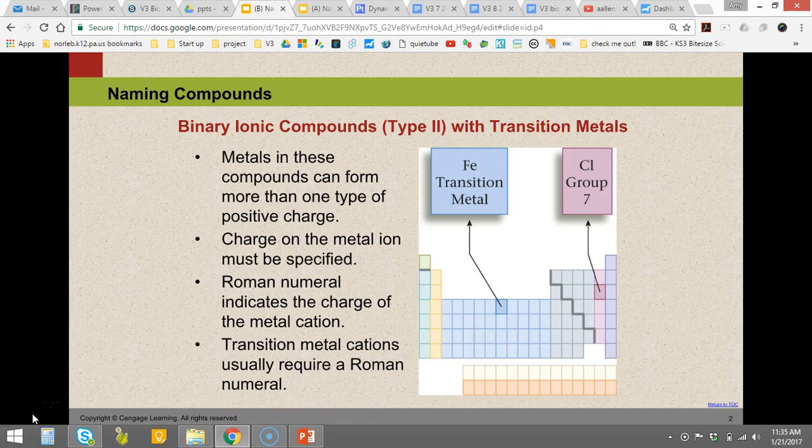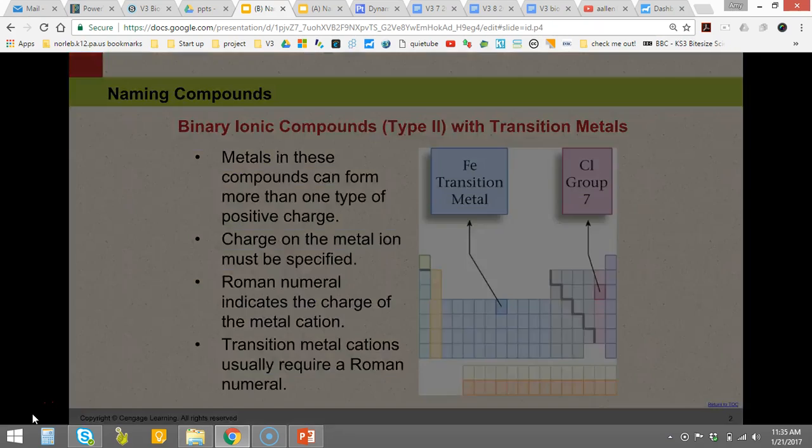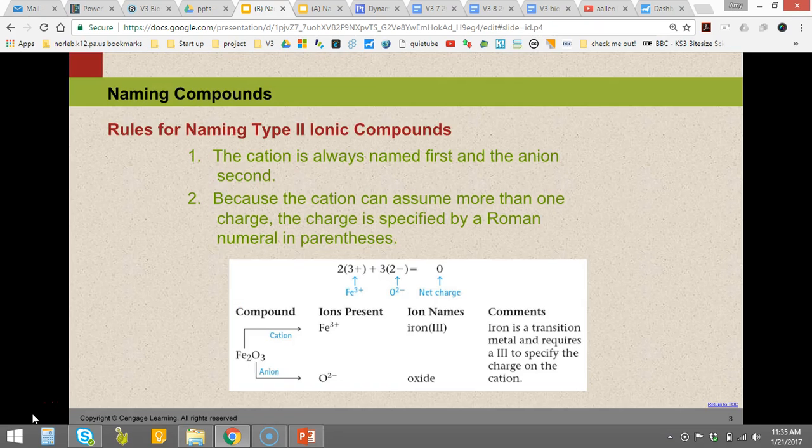Transition metal cations usually require a Roman numeral, but there are a couple exceptions that we went over in the last video. So the rules for naming these. First, the cation is always named first and the anion second, just like our type 1 ionic compounds. But because the cation can assume more than one charge, you specify that charge by using a Roman numeral in parentheses. And to make sure that the net charge is 0, you have to balance out according to how many ions you have of each element.